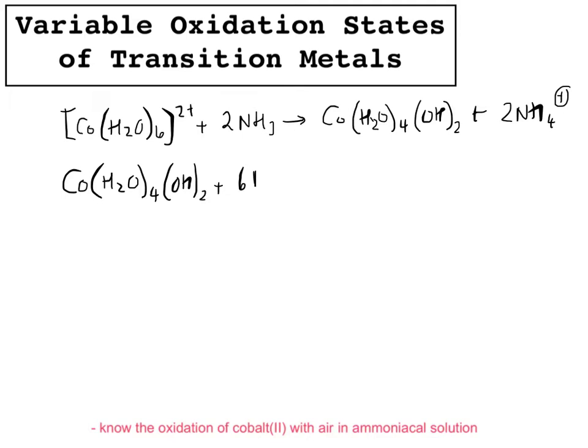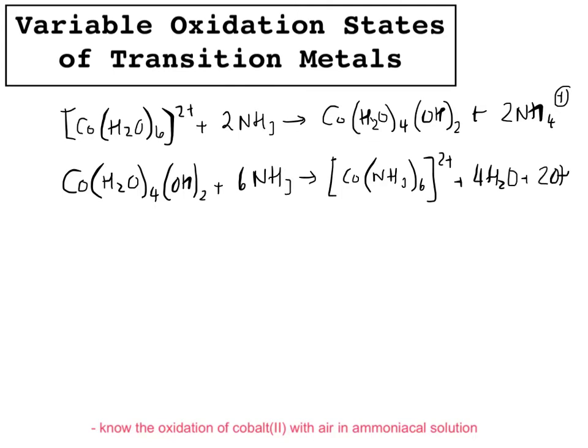you'll need 6 ammonias, and you'll form your cobalt 2 plus ammonia complex. So it's cobalt with 6 ammonias, and that's going to be a 2 plus charge, plus 4 waters that have been kicked out, plus 2 hydroxide ions that have been kicked out. Now it is this complex here which gets oxidised in air when it's left standing in air, basically.